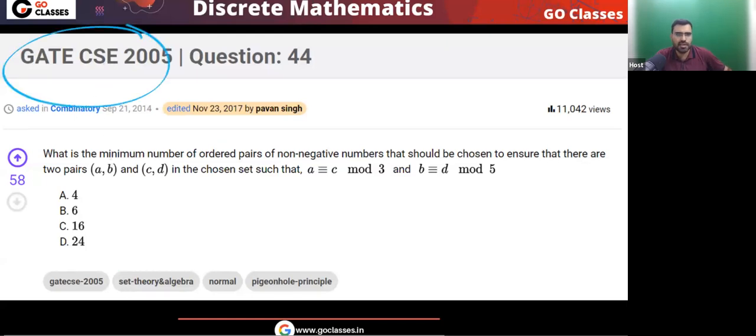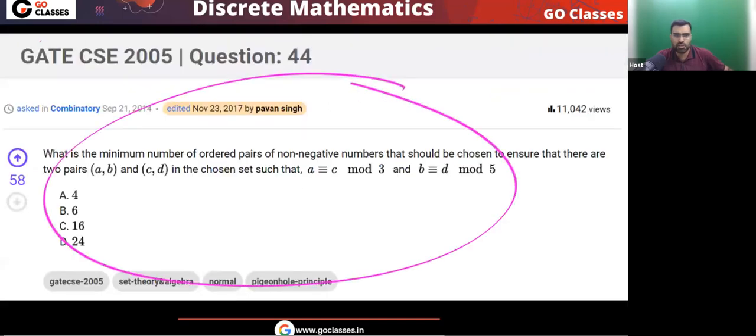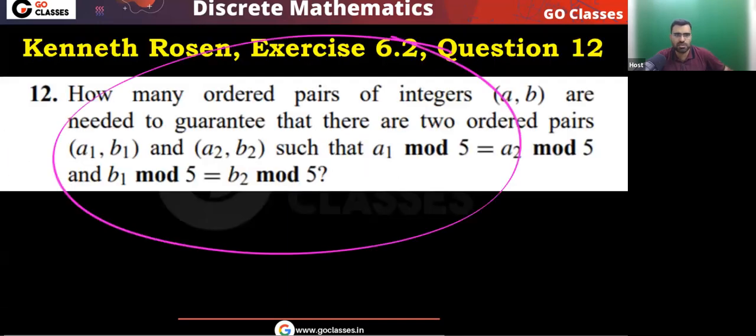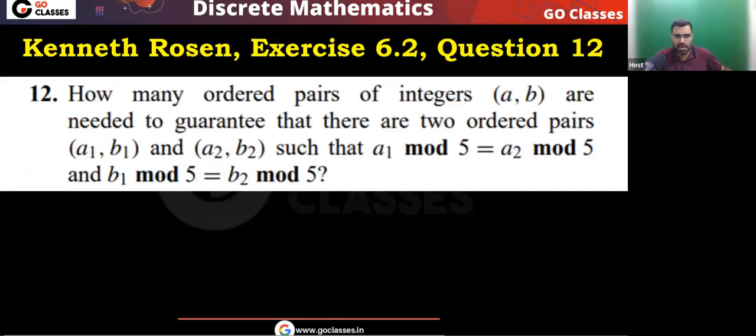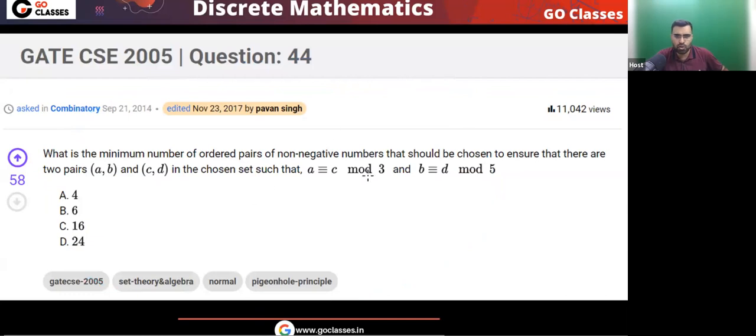So let's see this GATE exam question, GATE Computer Science 2005 question. Tell me, what is the answer for this question? Let me tell you, this same question is also there in the Kenneth Rosen. So we will solve both of these, this GATE question and this Kenneth Rosen question. But before solving these questions, we are going to solve some small variations, and then we will come back to these questions. Is this clear?